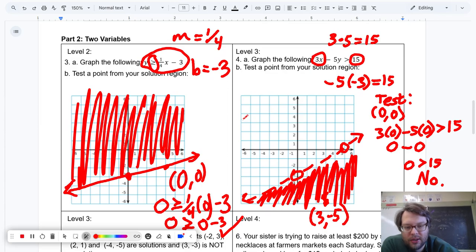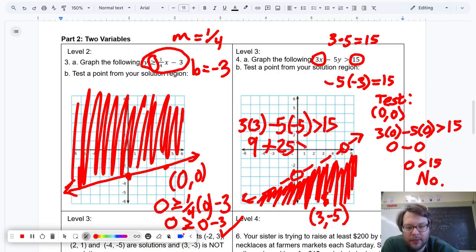If x is 3, 3 times 3, and y is -5, -5 times -5, I'm checking if that's greater than 15. 3 times 3 is 9, 5 times 5 is 25, and yep, 9 plus 25 is going to be bigger than 15. So I tried a point that was shaded, and I got a true statement, so I shaded the correct zone.